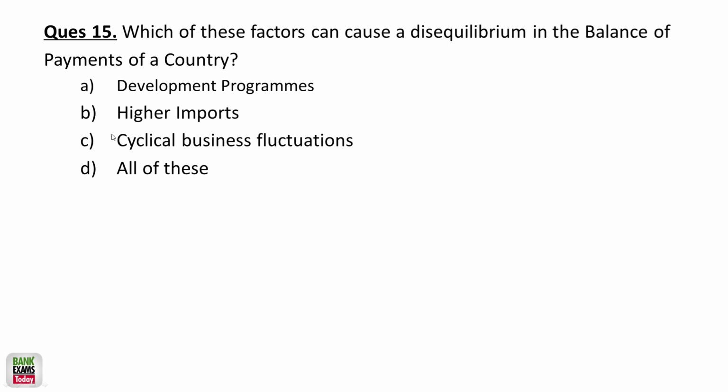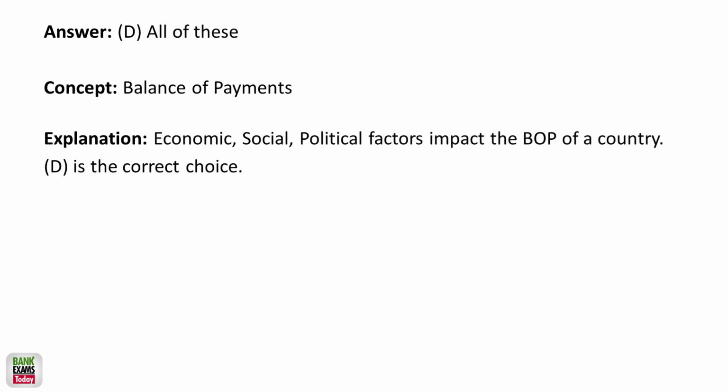Okay. Which of these factors can cause a disequilibrium in the balance of payment of a country? See, students, when the country is importing more and exporting less, there will be a disequilibrium. There can be various factors, right? The factors can be development programs. The country is spending a lot of money on infrastructure projects, right? And they are not making much money. And the country may be importing a lot more. The imports are higher as compared to exports. There are cyclical business fluctuations in the country. The business is not doing well. So all of these can be the reasons behind the disequilibrium in the BOP.